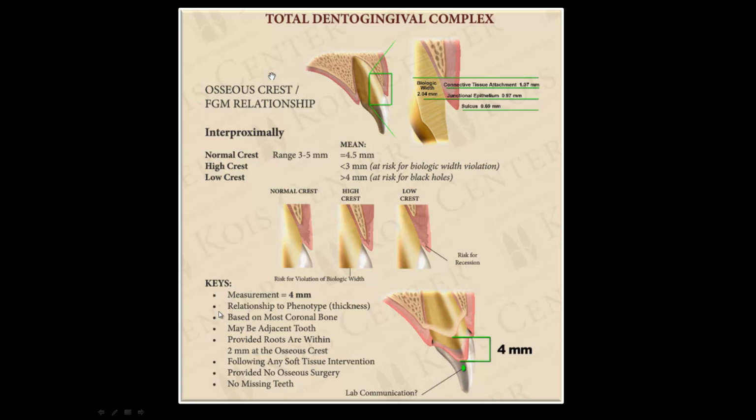So let's go and see the keys for this site. The measurement has to be 4 millimeters, and I'll tell you why. Again, the relationship also depends on the thickness of the phenotype. This is the most important line. The base of the gingiva will depend on the most coronal position of the bone on a tooth or on the adjacent tooth. And I'm going to show you the clinical case, how it is going to affect your clinical result.